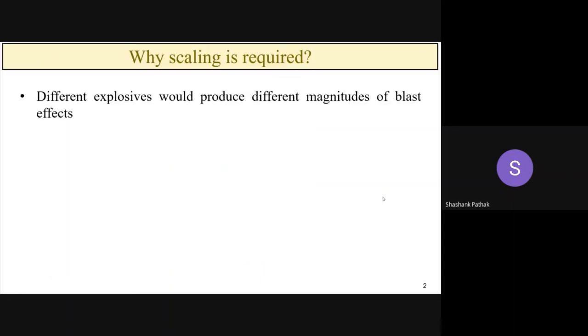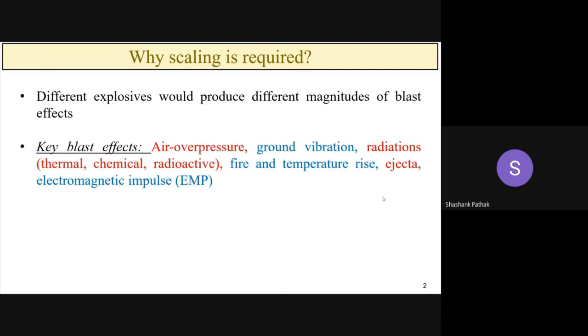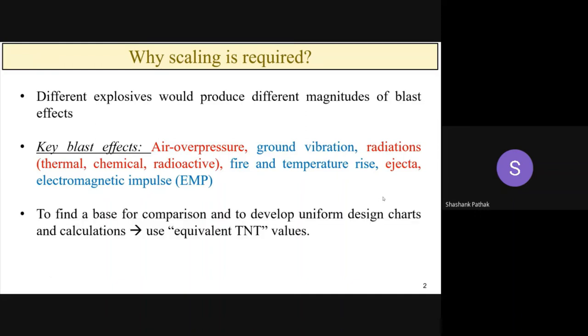So why is scaling required? Different explosives would produce different magnitudes of blast effect, correct? What are the key blast effects? We have already seen air overpressure, ground vibration, radiation, fire, temperature, ejecta, electromagnetic impulse, right? So to find a basis for comparison and to develop uniform design charts and design calculations, we will use equivalent TNT values.